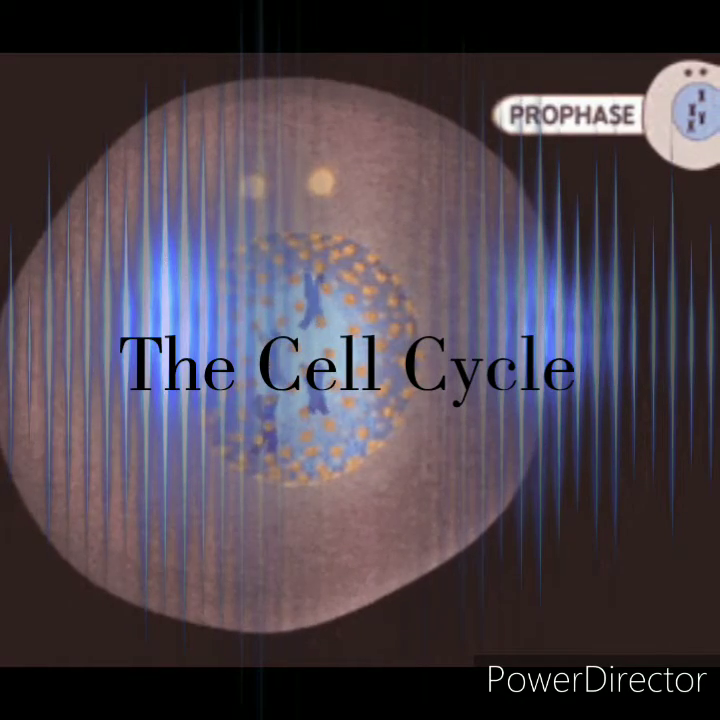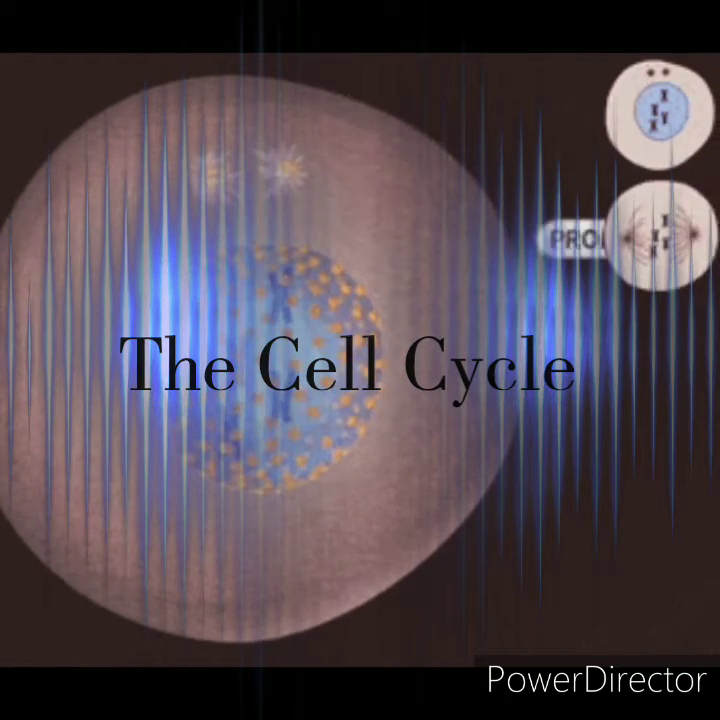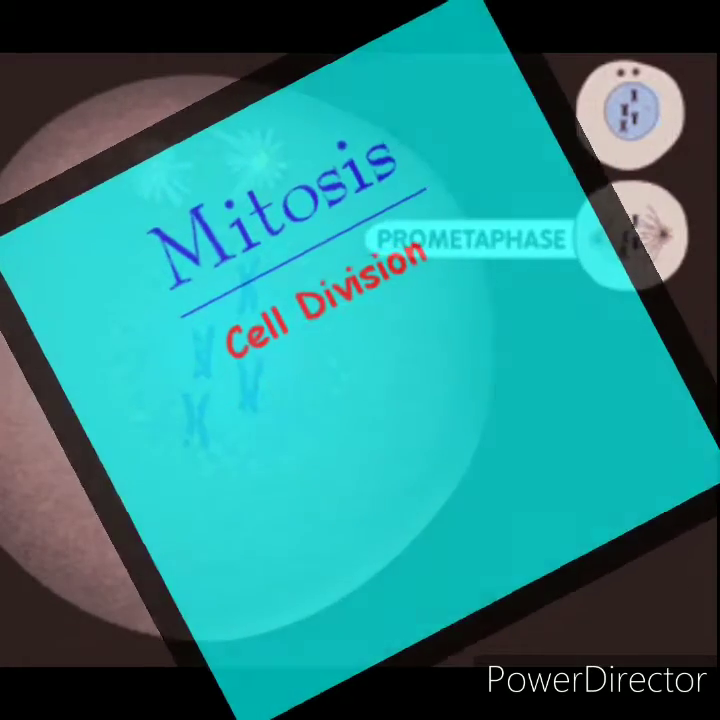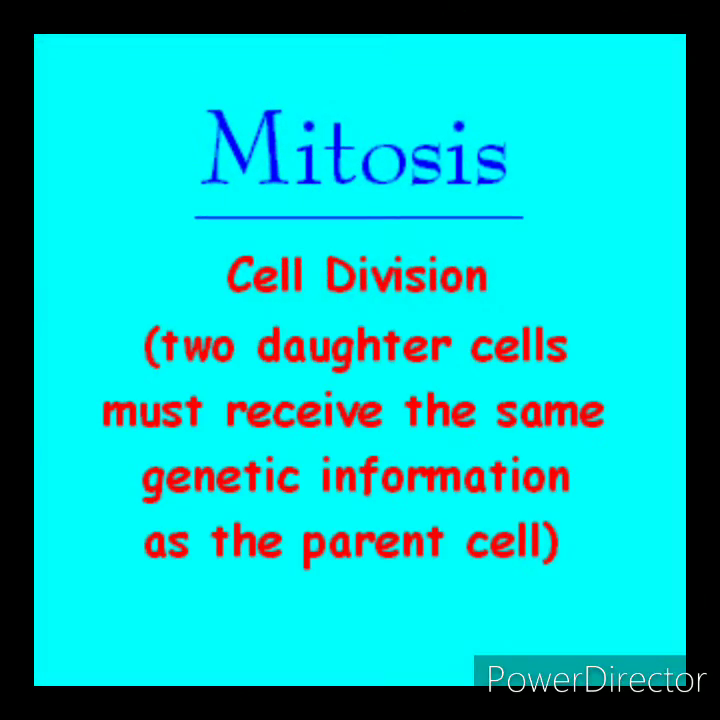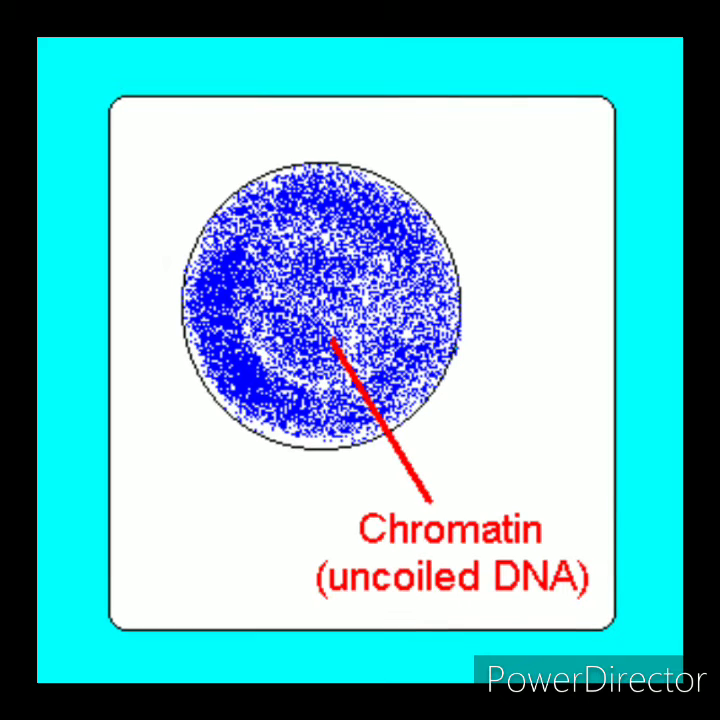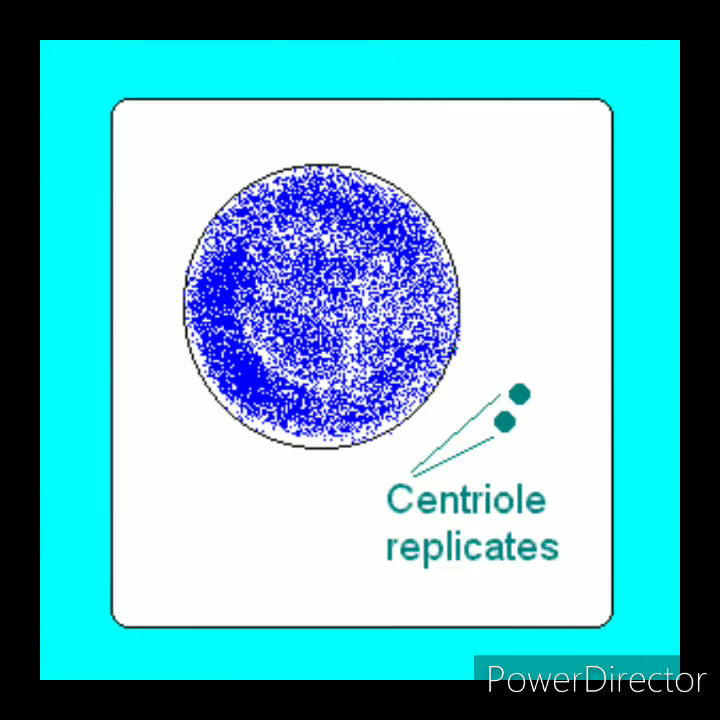I am here to explain the cell cycle, focusing on the stages of mitosis and meiosis and their differences. Mitosis is a type of cell division that occurs in somatic or body cells. This type of cell division produces two identical daughter cells which are ideal for growth and repair. It is composed of four stages plus cytokinesis. The following are the stages of mitosis.